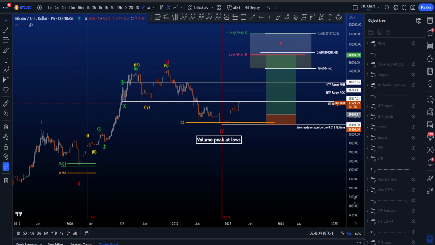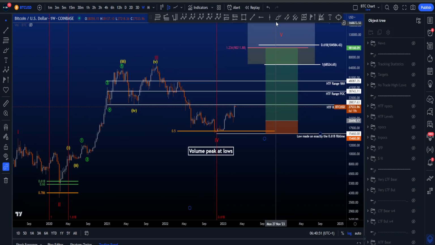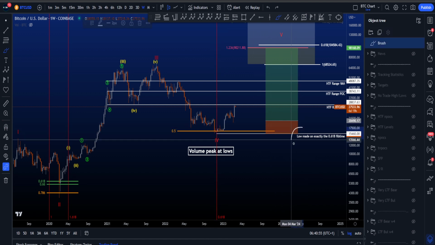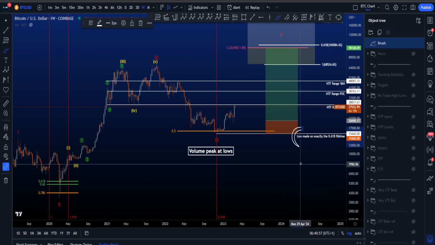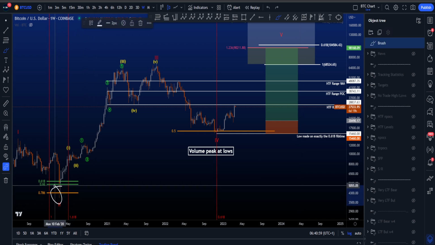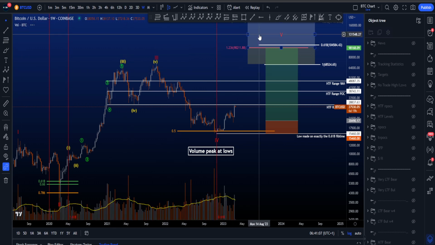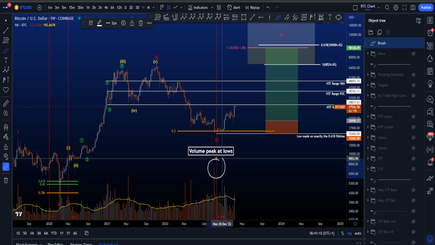high of 3. Now what is also very nice about this bounce is the fact that this low of wave 4 was made exactly on the 0.618 fib time, taken from the low of 2 to the high of 3, right here on basically the 21st of November on the weekly chart, that is. And lastly, we also have a volume spike at the low.